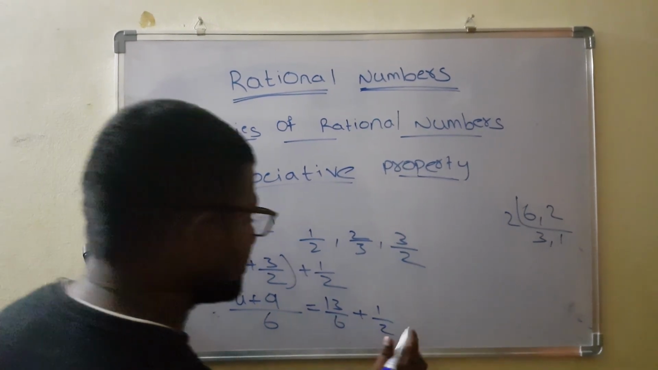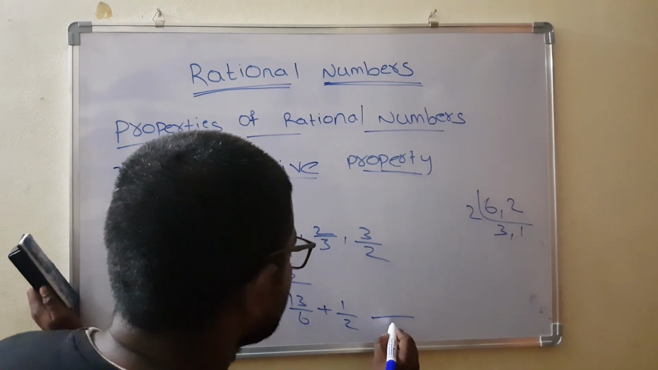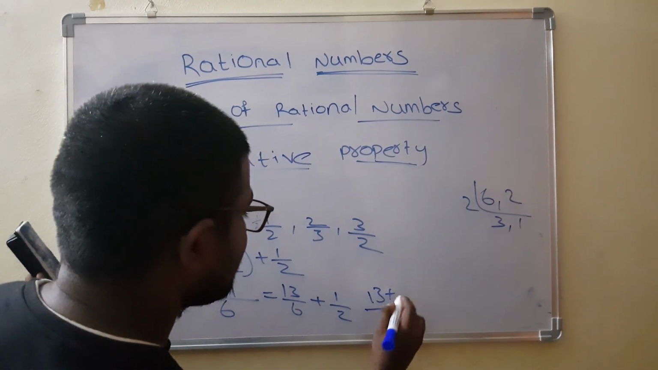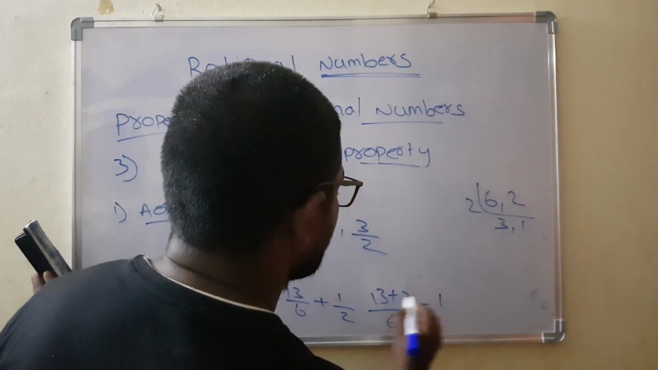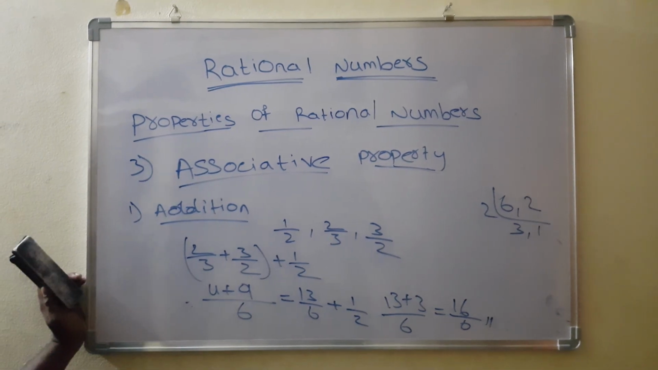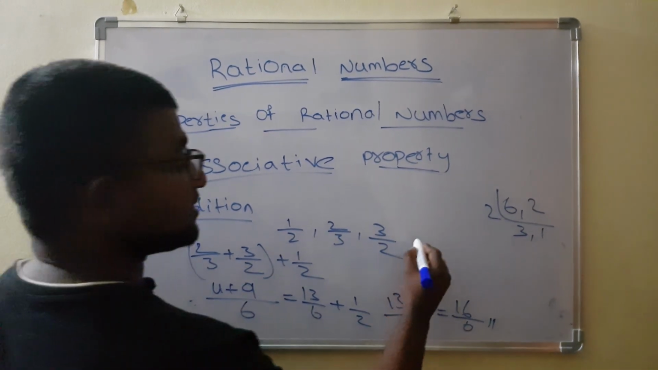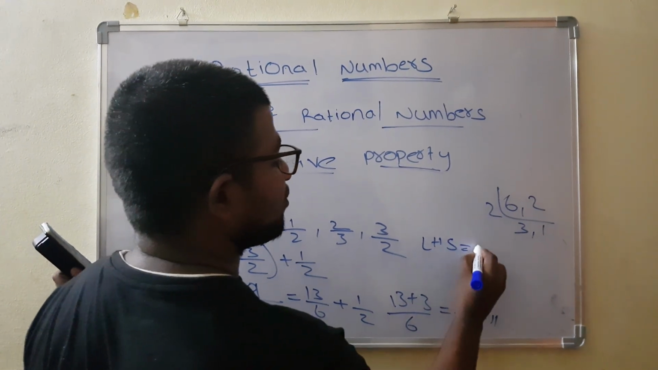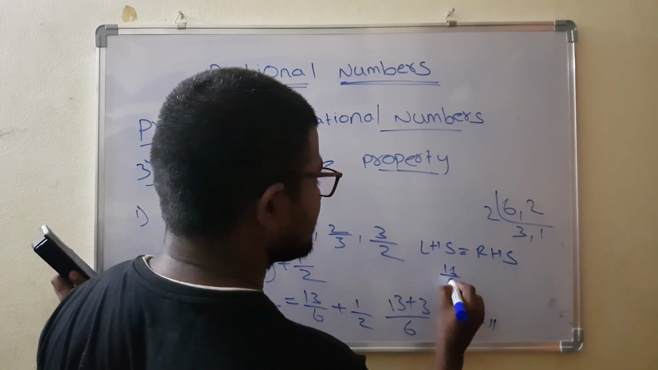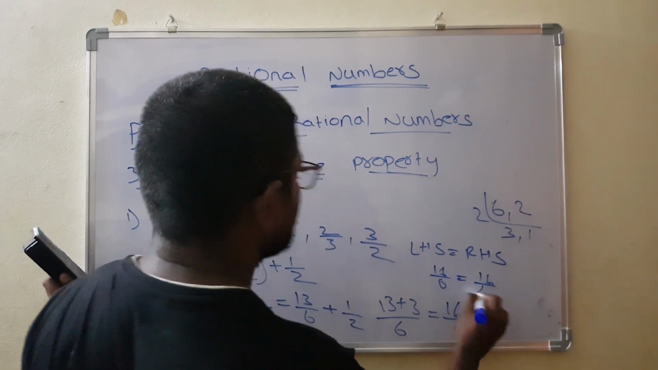What is the LCM of these two numbers? The LCM of these two numbers is 6. 6 1 6, 13 plus 3, that is adding 16 by 6. What we get? We get the same result at the end. That is LHS equal to RHS, that is 16 by 6 equal to 16 by 6.